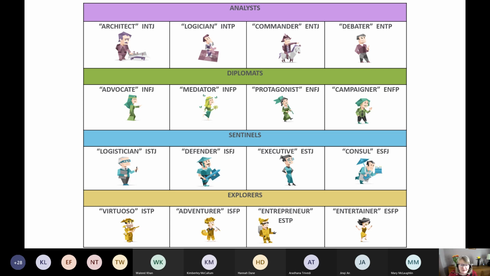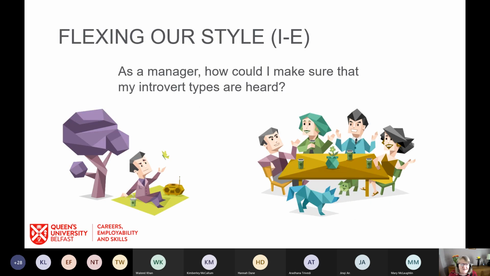Oh, what's happened to my screen here? It's gone different. Can I still move? Yes, I can.